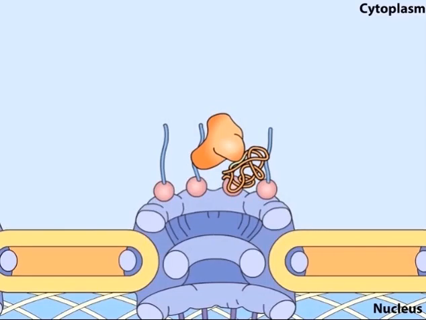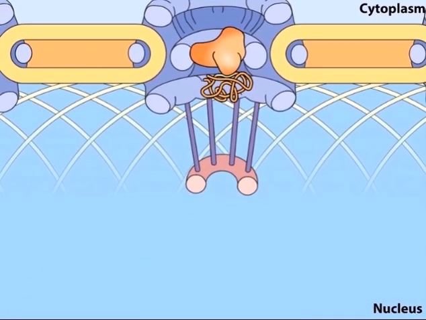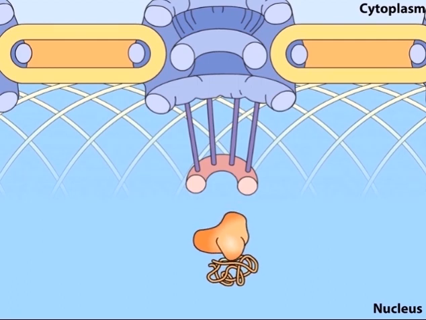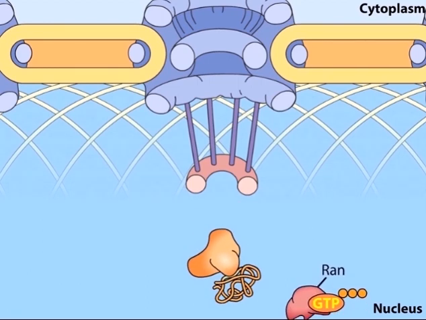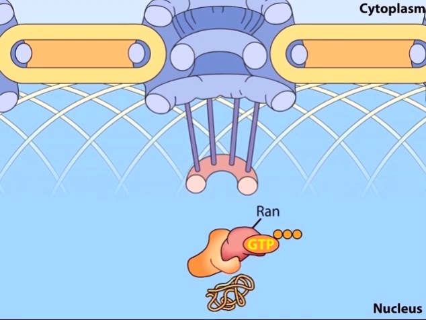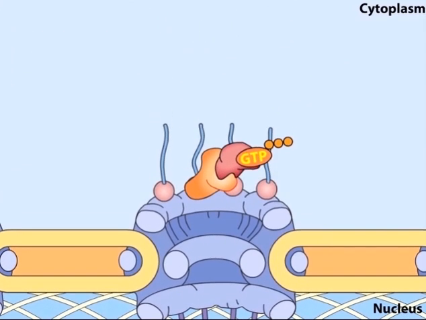With its cargo attached, importin binds to specific nuclear pore proteins in the cytoplasmic filaments. By sequential binding to more interior nuclear pore proteins, the complex is translocated through the nuclear pore. At the nuclear side of the pore, the complex is disrupted by the binding of a protein called Ran to importin. Ran carries a molecule of GTP. This binding changes the conformation of importin, which then releases its cargo protein into the nucleus. The importin-Ran complex is then re-exported through the nuclear pore.